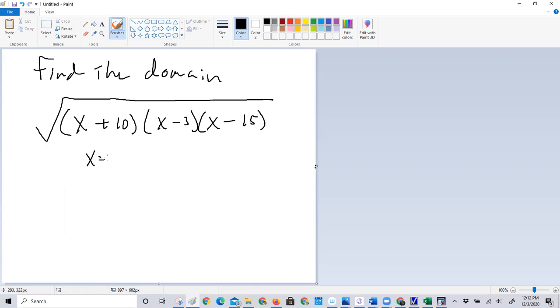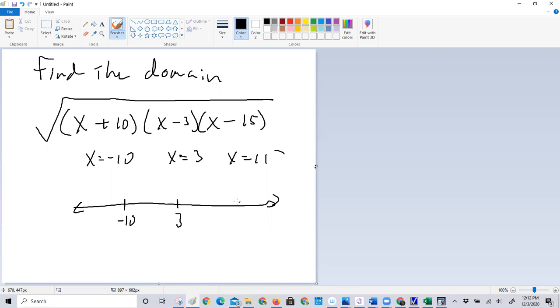I know when x equals -10, it's equal to 0. I know when x equals 3, it's equal to 0. And when x equals 15, it's equal to 0. Then I encourage you to make a little number line, and we write those zeros in. So -10, 3, and then 15. And then we test values in each of these intervals. So what if we did -20? -20 is in that first interval, right?